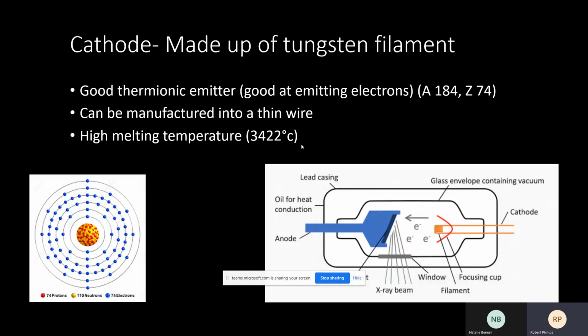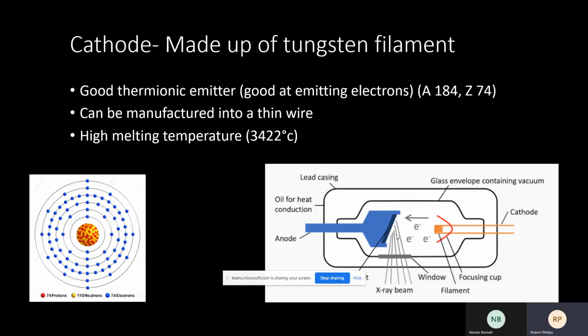So let us talk about the cathode. Cathode is made up of tungsten filament. And when tungsten filament is heated to more than 2000 degrees Celsius, the electrons in the outer orbit of the tungsten atom get excited, get energized, and they come out of the atom and form an electron cloud around the tungsten filament. And when the potential difference is applied between the anode and cathode, electrons start to move from the cathode side towards the anode side.